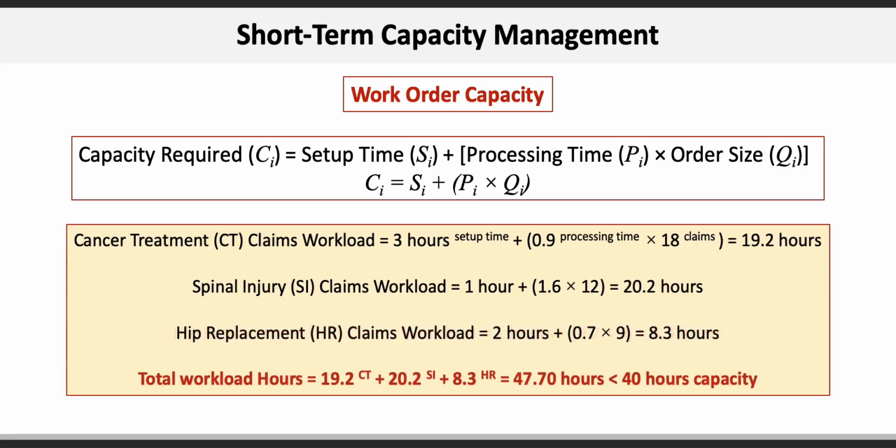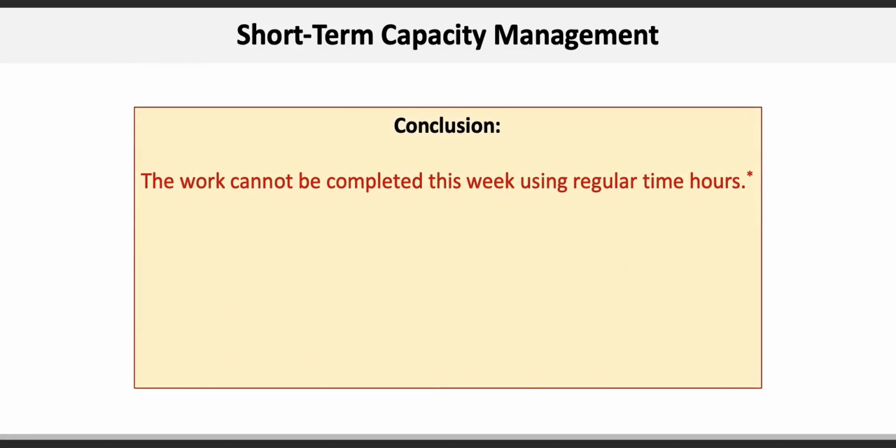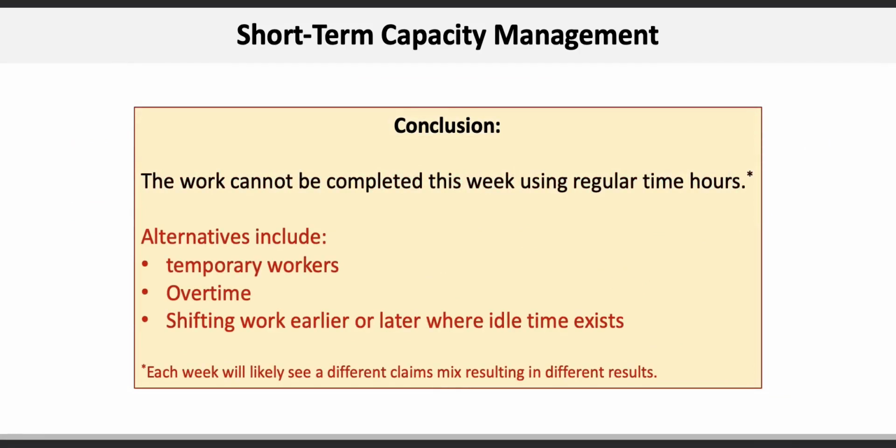This means the total workload requirements to process all three different types of claims is 19.2 plus 20.2 plus 8.3, which equals 47.70 hours, which is more than the 40-hour capacity available. Thus, our conclusion is that the work cannot be completed this week using regular hours. Some alternative solutions that could be employed might include hiring temporary workers, using overtime, or shifting work earlier or later in the week when idle time might exist.